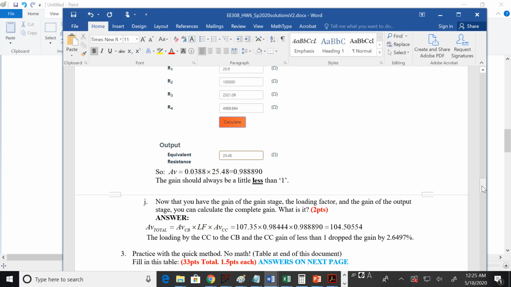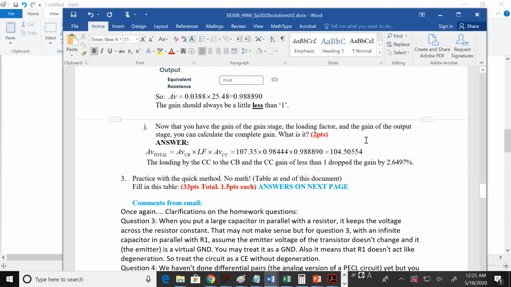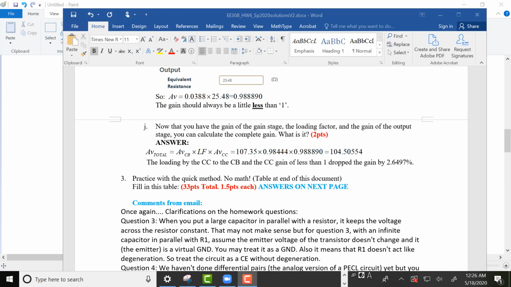Okay, so now you have the gain of the first stage, the loading factor, and the gain of the output stage. To find the gain from the input of your common emitter to the output of the common collector, including loading, you multiply the gain of your common base times the loading factor times the gain of the common collector. And you had 107 before, and now you have 104. So it dropped a little bit. And if you want more detail on any of these steps, please write.